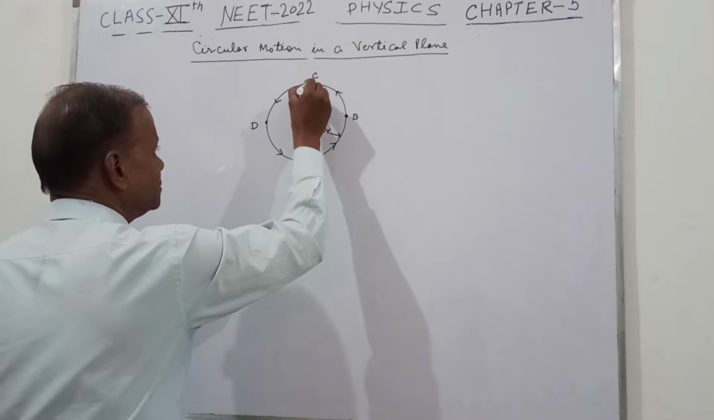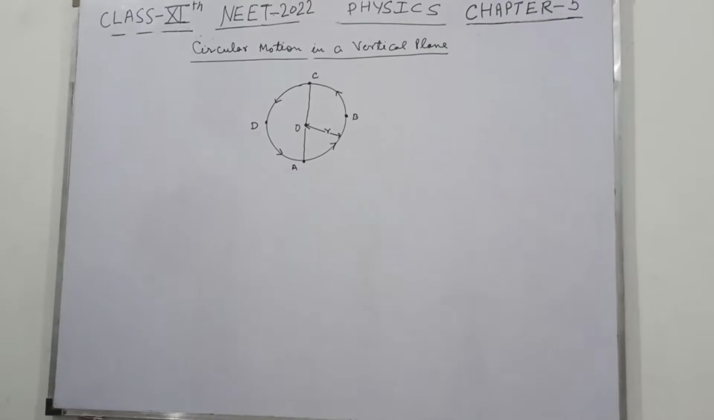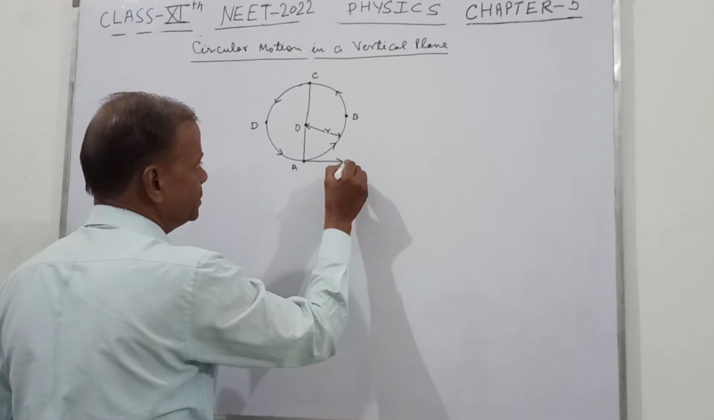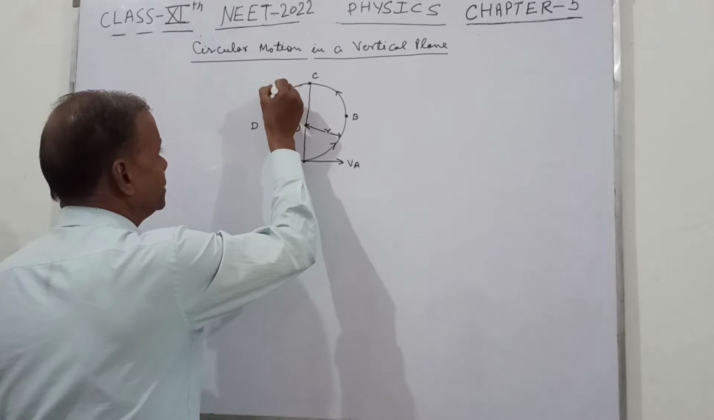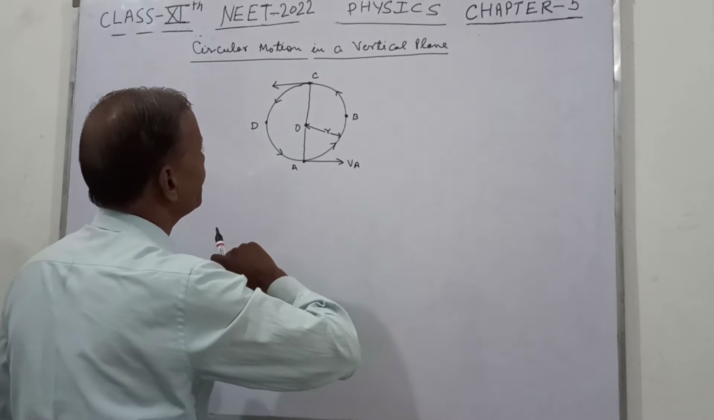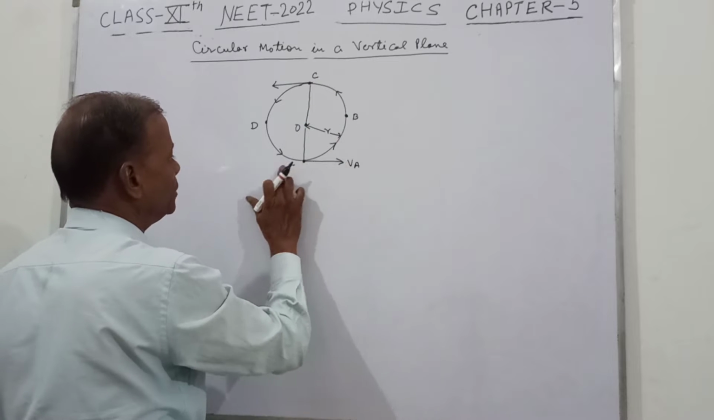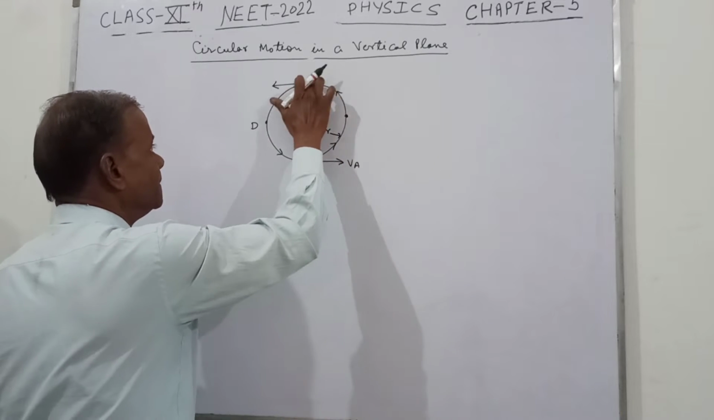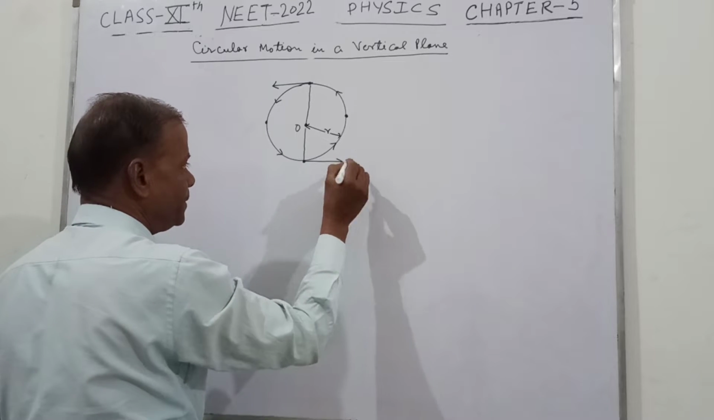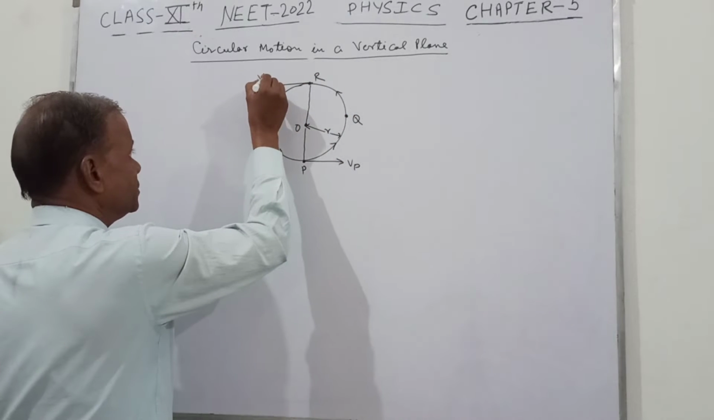So this we take. Let here the velocity be VA. Here the velocity is, suppose, this we name P, Q, R is better. This is P, this is Q, this is R. So this is your VR.